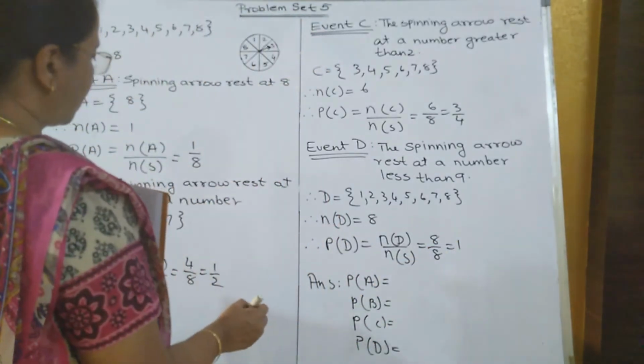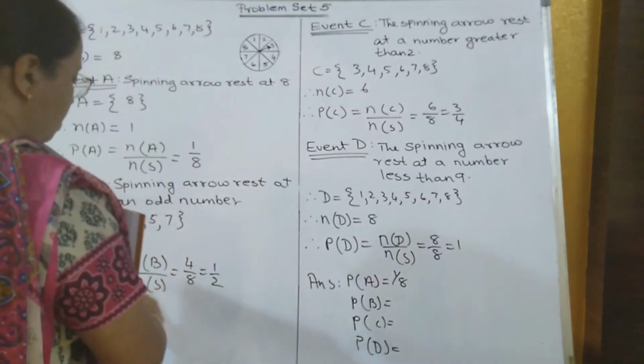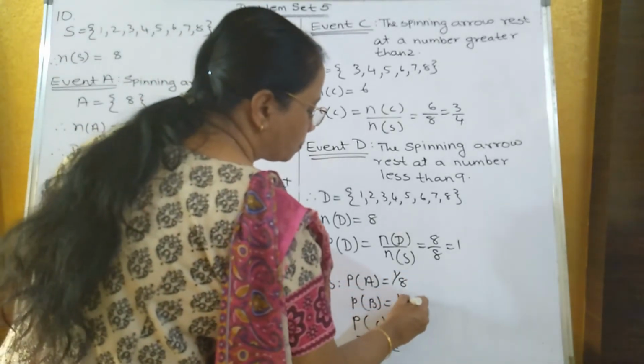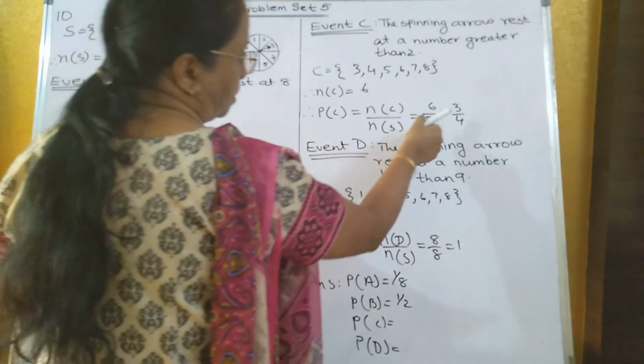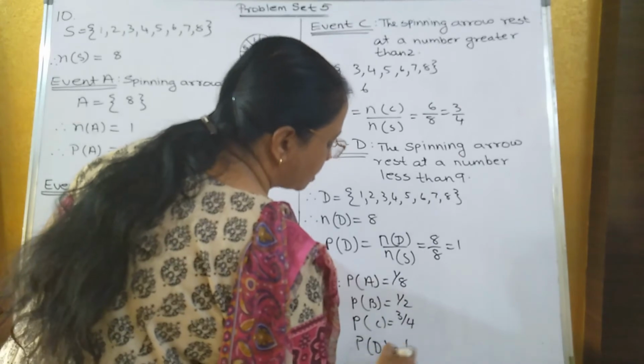So what is your final answer? PA is equal to 1 upon 8, PB is equal to 1 upon 2, PC is equal to 3 upon 4 and PD is equal to 1.